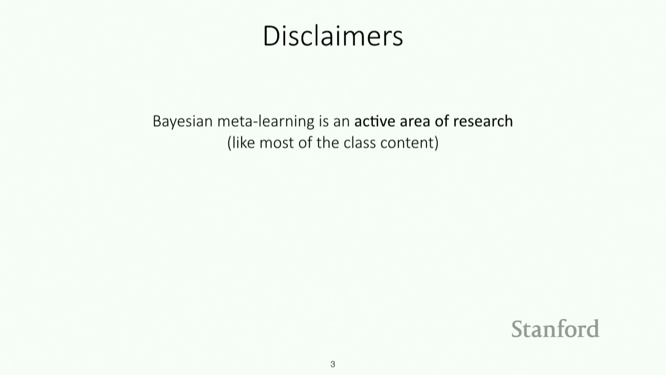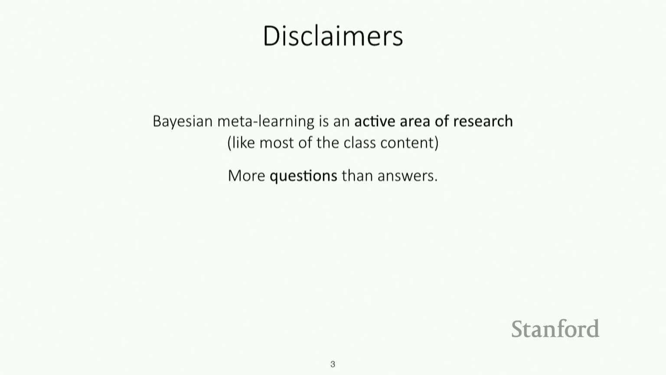I'd first like to start with a couple of disclaimers. The first is that Bayesian Meta-Learning is a very active area of research, even more active than other parts of this course. And so there may be more questions than answers in terms of the particular algorithms that we have. But at the same time, this makes it a pretty exciting topic, because I think there's a lot of room for better algorithms and better ways to be thinking about how to evaluate these algorithms.